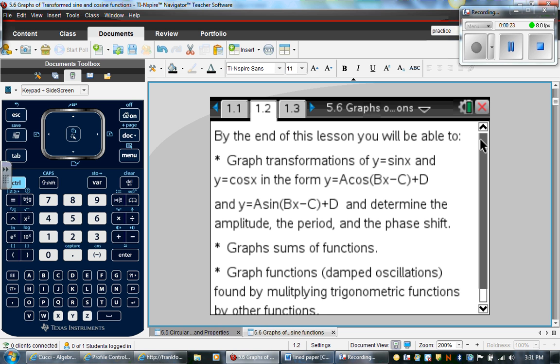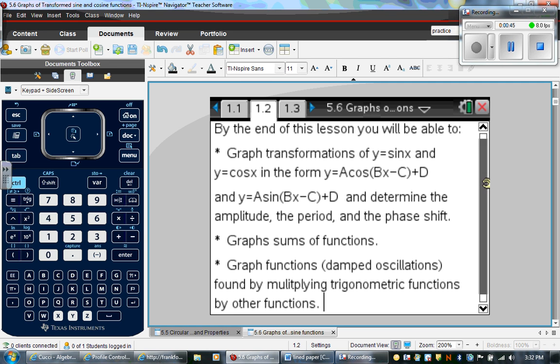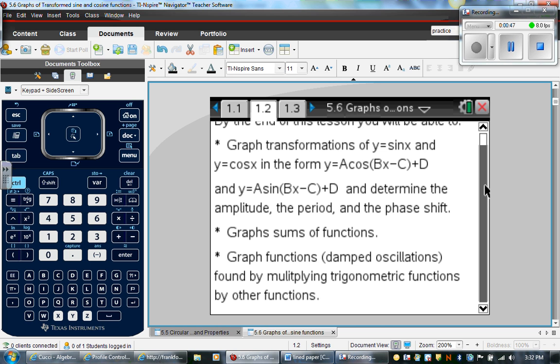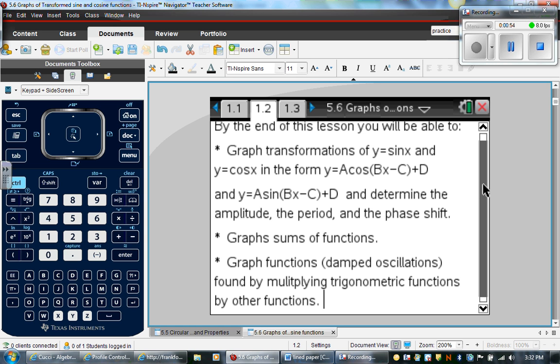Okay, so by the end of this lesson, you will be able to graph transformations of y equals sine x and y equals cosine x in the form y equals a cosine bx minus c plus d, and y equals a sine bx minus c plus d, and determine the amplitude, period, and phase shift of each of these functions. We're going to be able to graph sums of functions, graph functions of damped oscillations, found by multiplying trigonometric functions by other functions. Okay, so those are our goals for this lesson. This lesson will span at least 2 days.